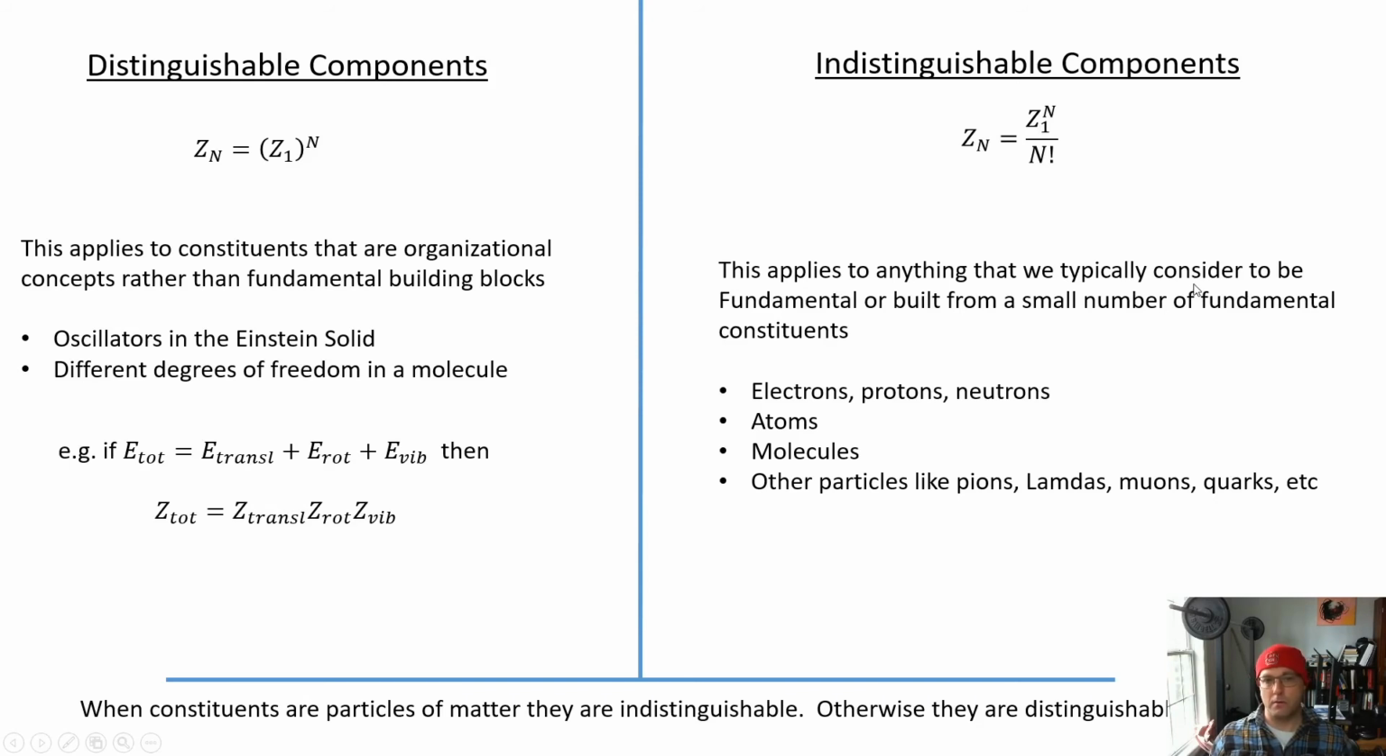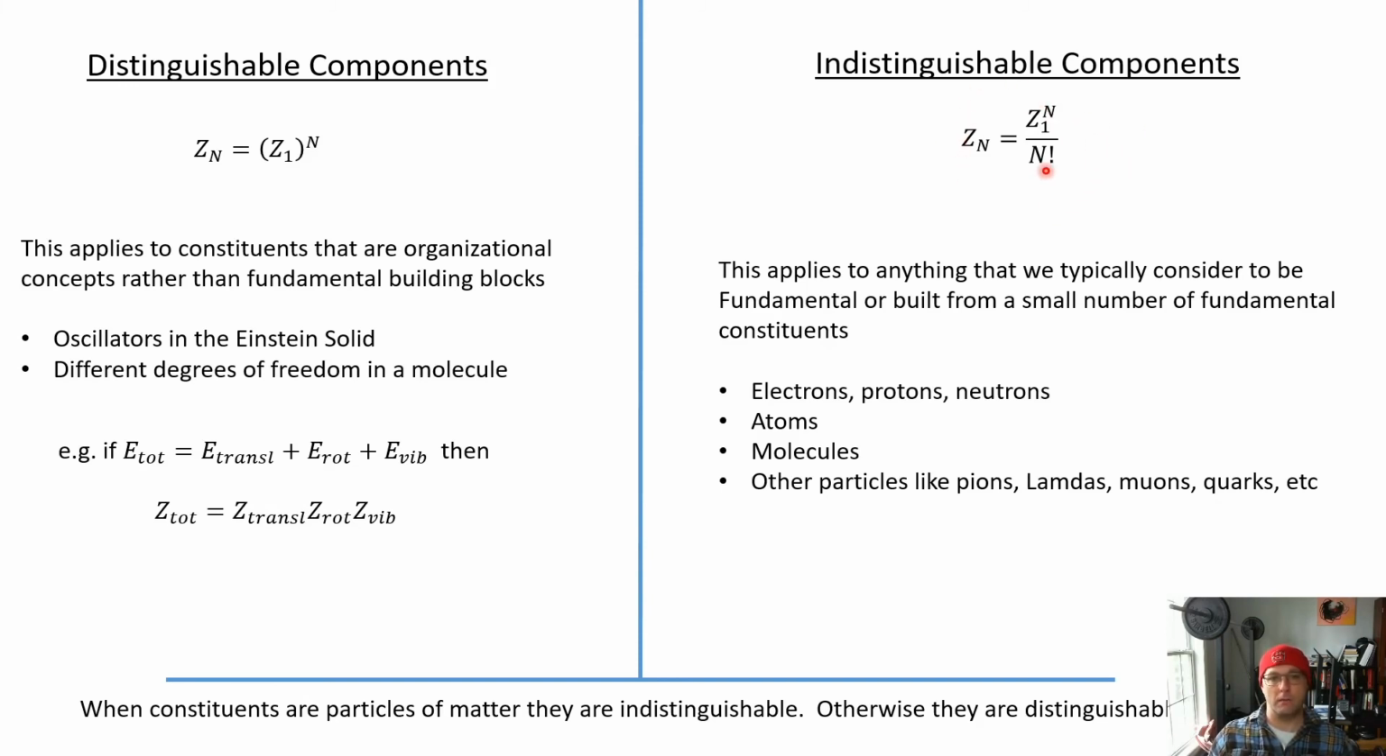So how do we know which is the right one to use? Partly it's going to be experience, but the simple answer is everything that's a real fundamental particle that you would find in the periodic table or the CRC handbook or the particle data book is going to be indistinguishable. So electrons, protons, neutrons, any atom, any molecule, crazy particle physics particles like pions, lambdas, muons, quarks, these are all indistinguishable. Real particles in nature, even if they're composite, have to be treated as indistinguishable components for doing statistical mechanics.